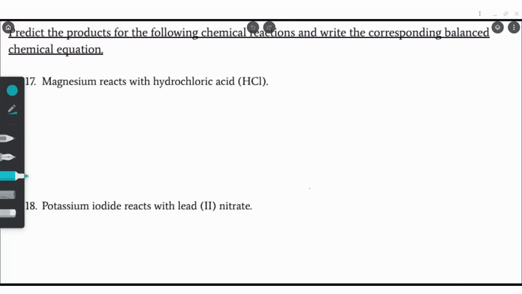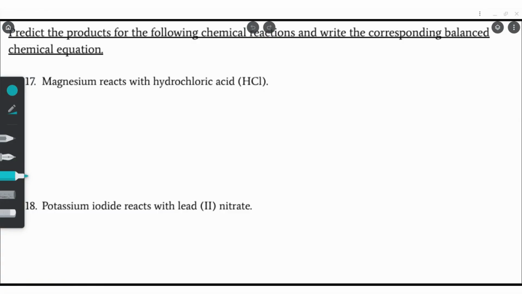Okay, so now for our last two problems, number 17 and 18 of this check for understanding is having us predict the products for the following chemical reactions and write the corresponding balanced chemical equation. And so we are told here that magnesium reacts with hydrochloric acid.